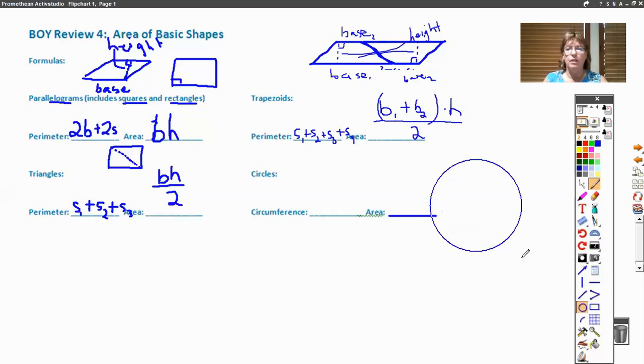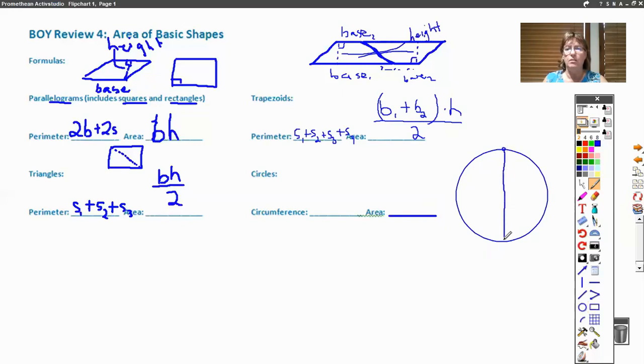So I have a circle right here. In order to remember how to deal with circles, you have to remember all the different terminology, so I'll go ahead and write those in. A line that starts at one side of a circle, goes through the center to the other side, is called a diameter. A line going from the center to the edge is called the radius.